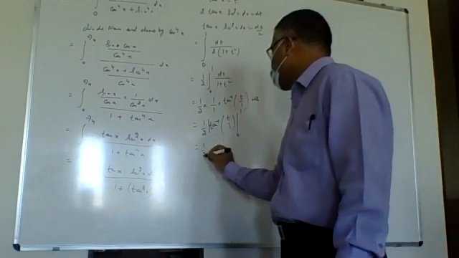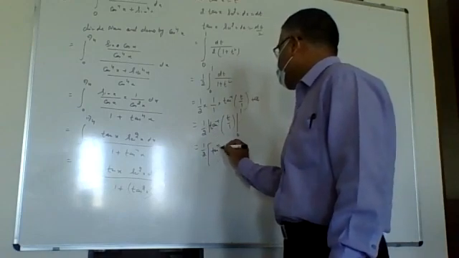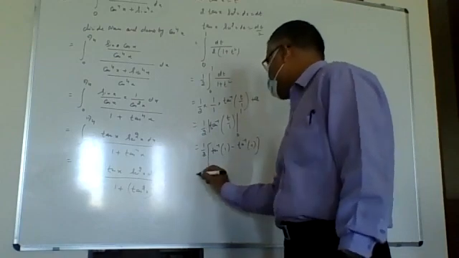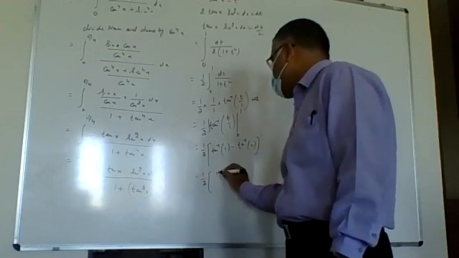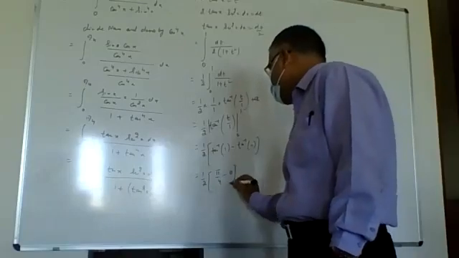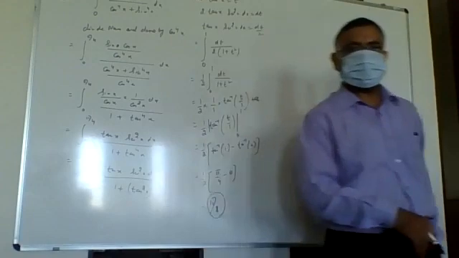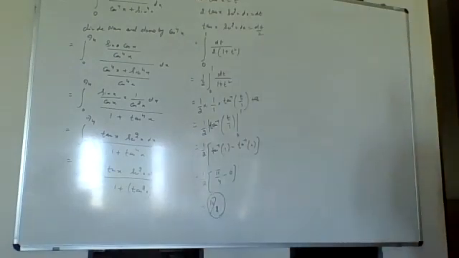So this is 1 by 2 times tan inverse 1 minus tan inverse 0. So this is 1 by 2 times pi by 4 minus 0. So pi by 8 is the answer. Any doubt, students? This was a simple question.